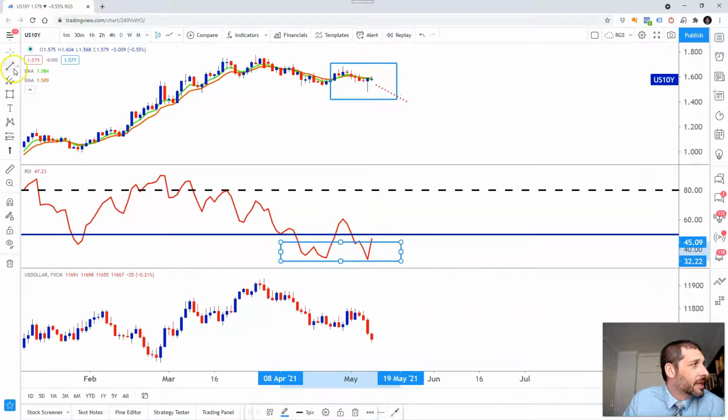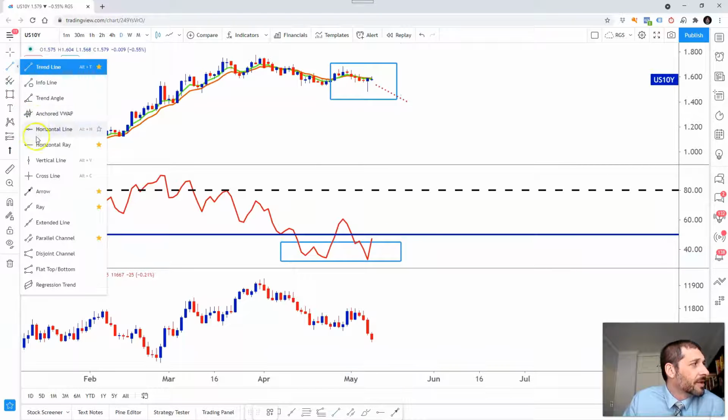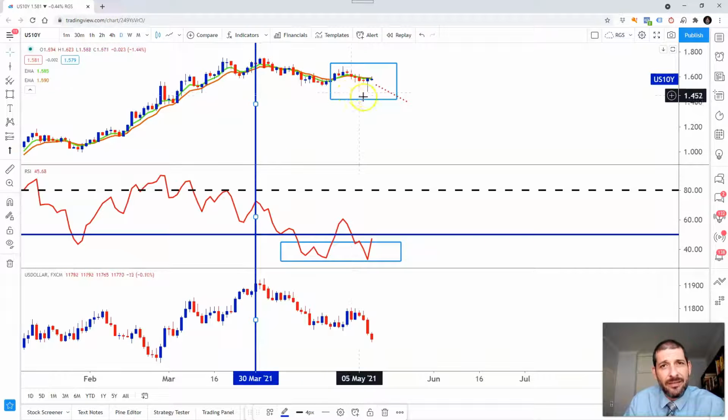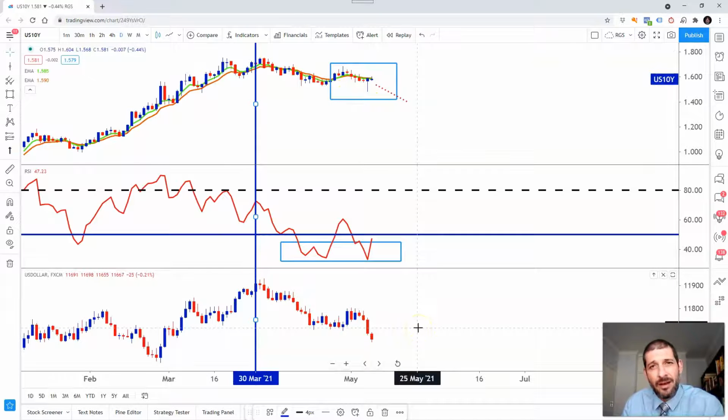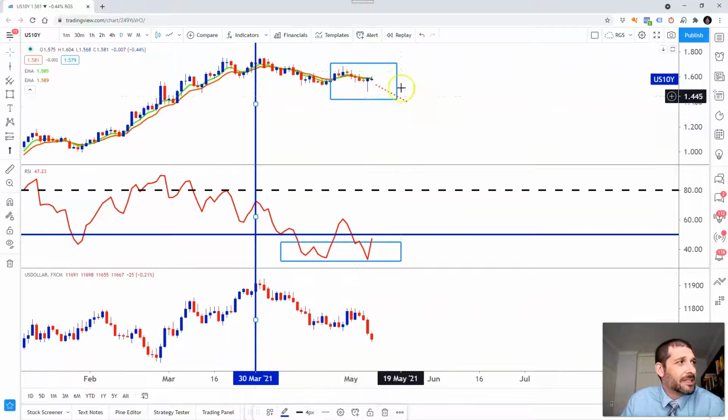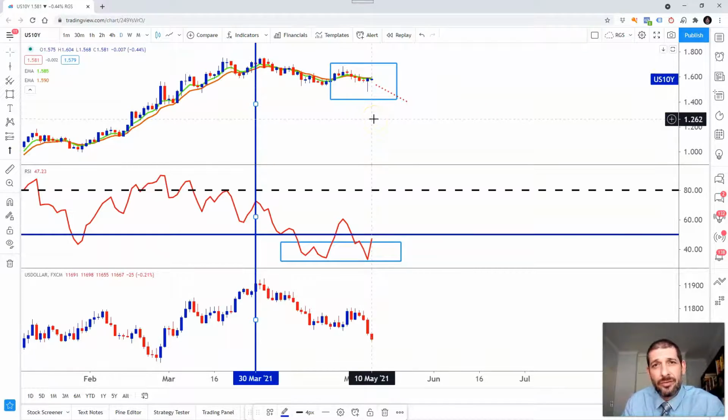Now if I draw in a vertical, okay, around about here, which is about the high in March, you can see as the yields have come down, so has the dollar come down. So there is a positive correlation between the two instruments at the moment. What's going to be interesting is to see how the yields do perform this week.